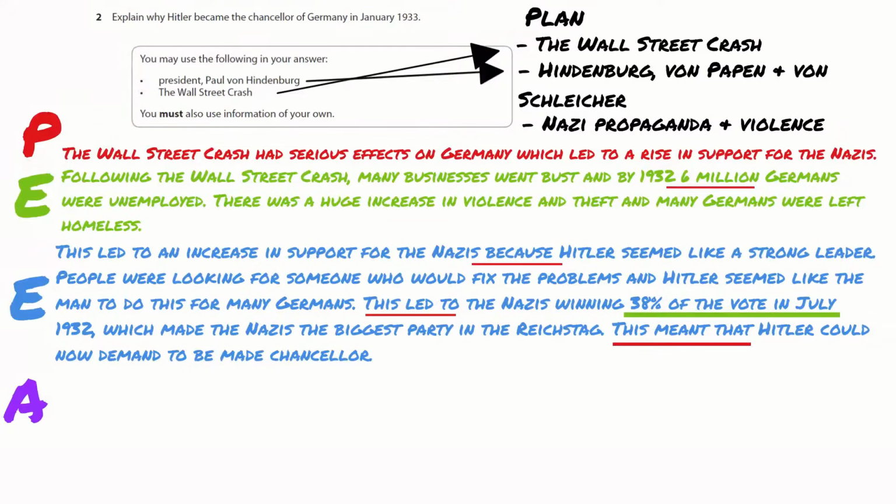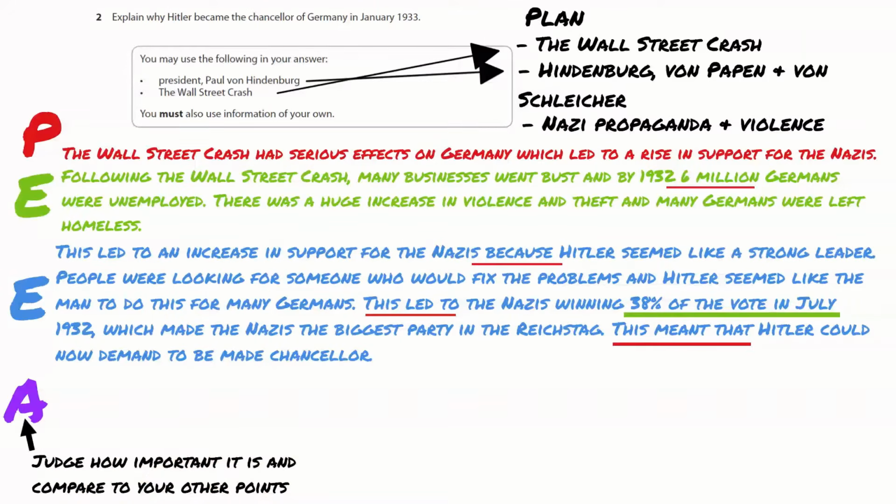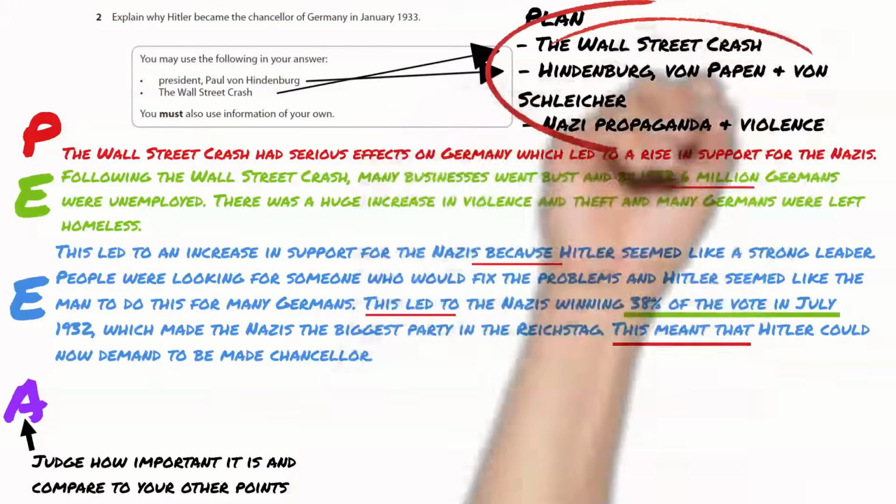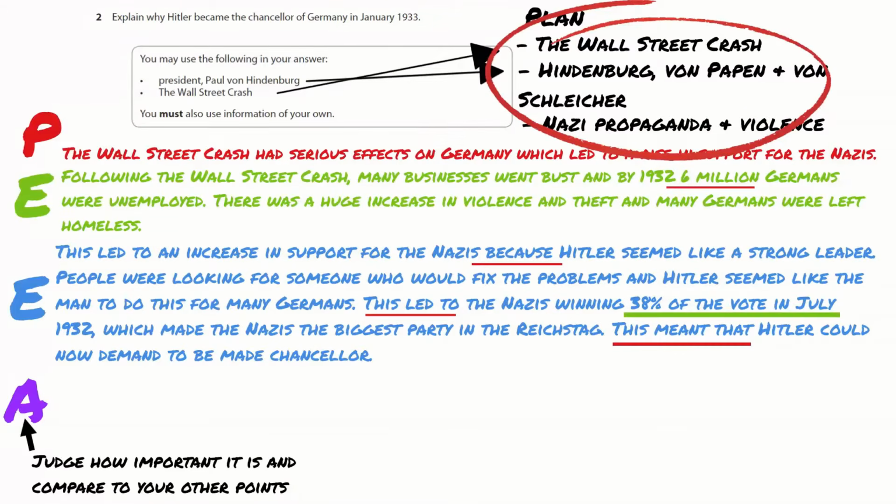Finally, we come to our analysis. Remember, to get a level 4 answer, we need to give an analytical explanation. So if you want the best marks you can get, you should always attempt this. Analysis in the explanation question is really asking you to judge how much of a reason it is. It's a good idea to compare your reason to other reasons you're going to talk about. Remember, we wrote our bullet points to help with this bit. So I'm going to say how important it is and compare it.